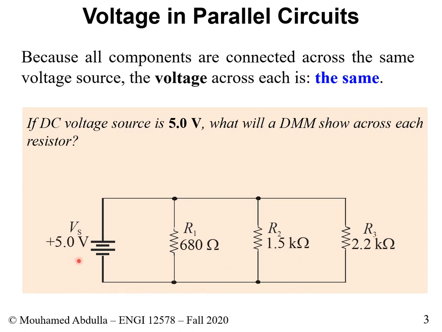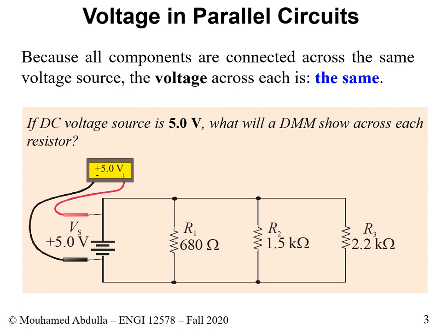We have a source of 5 volts DC. And then we ask you, what if we have a DMM, and we set the DMM to the voltage setting? What would we read on the DMM? Well, like we said, because they're connected in parallel, we expect the reading to be 5 volts. This is, of course, the source, and therefore the DMM will read 5 volts.